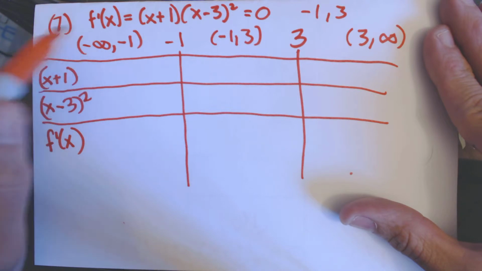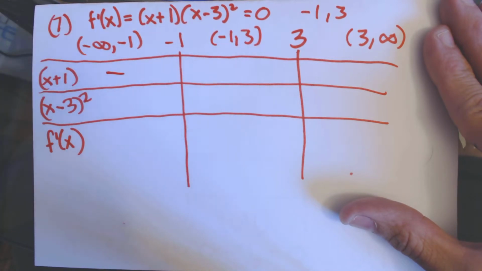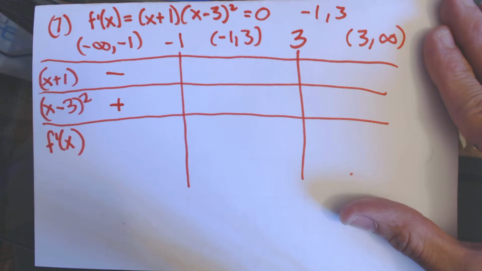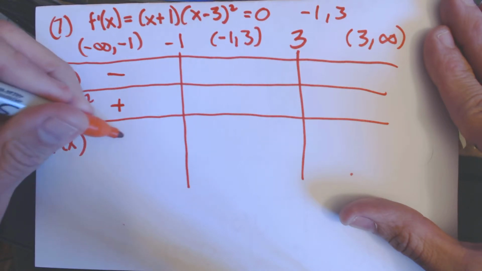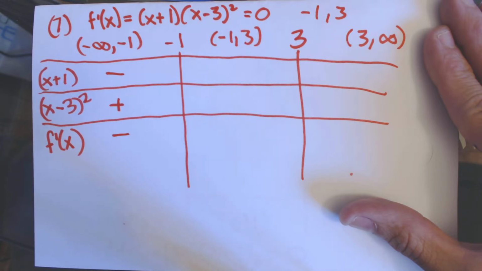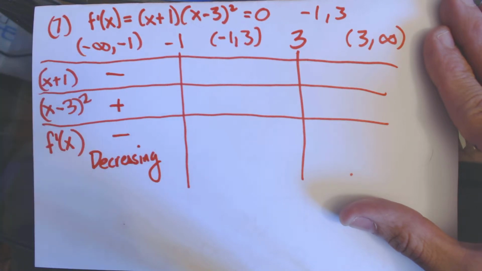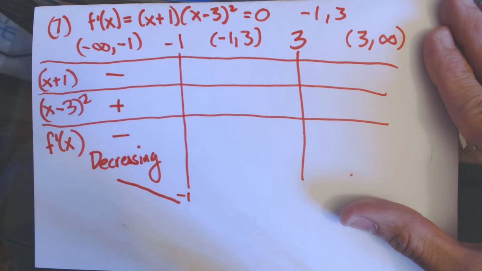Alright, so let's examine the first one. So anything less than -1, so let's pick -2. -2 plus 1 is -1, so that means this component is negative. -2 minus 3 is negative. Squared, though, that's going to give us a positive value. And so a negative times a positive is going to give us a negative first derivative, which means that the function is decreasing. So it's going down to -1.